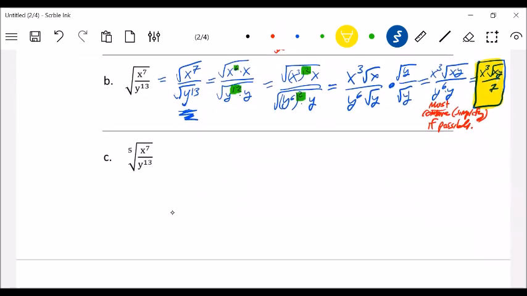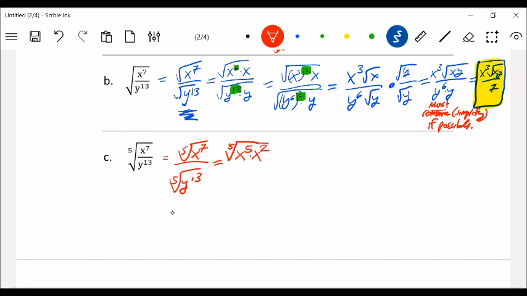Now here's one with a 5th root. All right, so let's take a look at what happens with a 5th root for this one. It's going to be the same concept, but this time instead of squares inside, we need fifths inside. So I'm going to rewrite this one first as 5th root x to the 7th. And on the bottom, 5th root y to the 13th. Now on the top one, the 5th root, I need a 5, so I need x to the 5th times x squared, because 5 plus 2 makes 7.